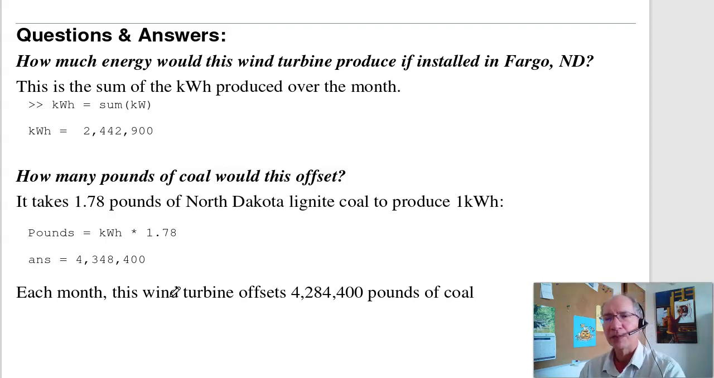How many pounds of coal would this offset? Again, same analysis. It takes about 1.78 pounds of North Dakota lignite to produce 1 kilowatt hour. So this would offset 4.3 million pounds of coal every month. Yeah, that's a huge number.